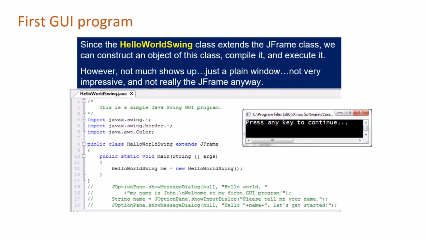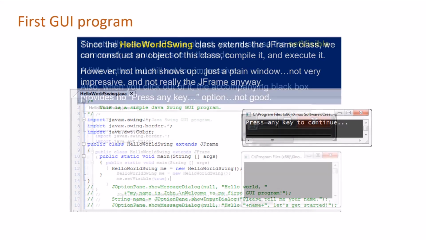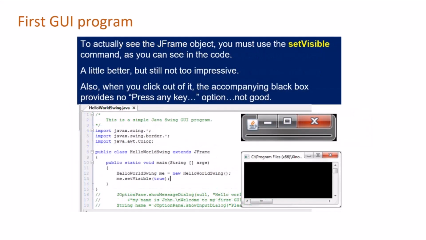Since the HelloWorldSwing class extends the JFrame class, we can construct an object of this class, compile it, and execute it. However, not much shows up, just a plain window, not very impressive, and not really the JFrame anyway. To actually see the JFrame object, you must use the setVisible command, as you can see in the code. A little better, but still not too impressive.